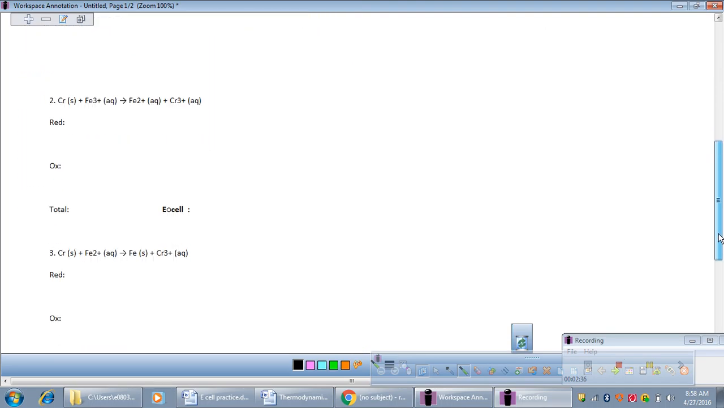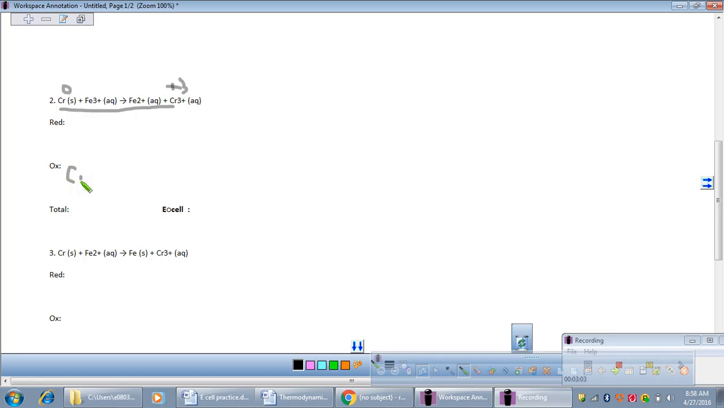So let's do some examples. So here we have a reaction. It is not balanced yet. So we first need to figure out which one is our reduction half reaction and which one is our oxidation half reaction. We're going to balance it, put it together, and calculate our cell potential. So chromium is going from a 0 to a positive 3. If charge is increasing, that means you're losing electrons, so that's oxidation.